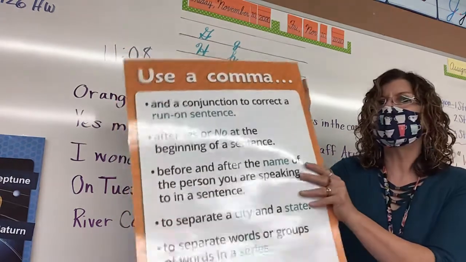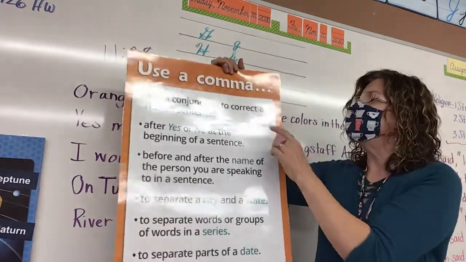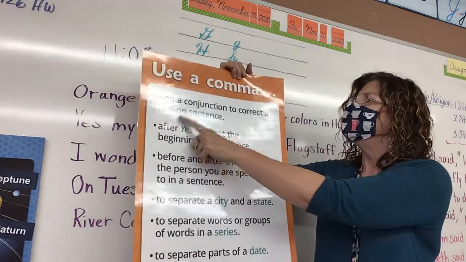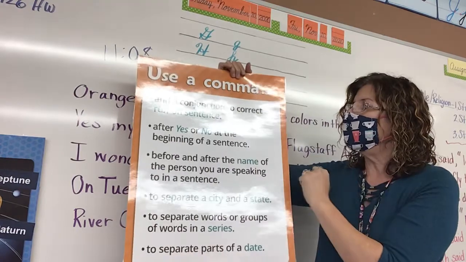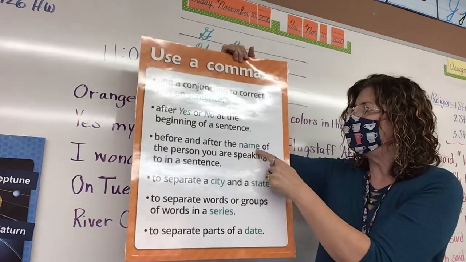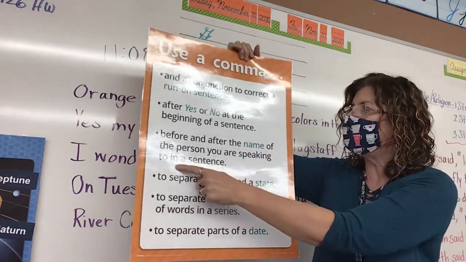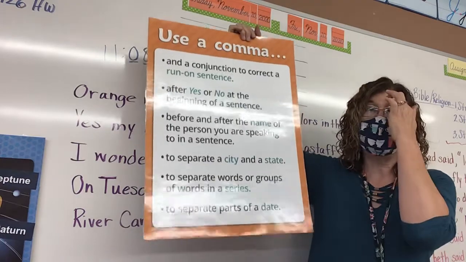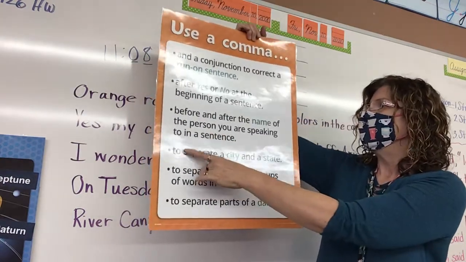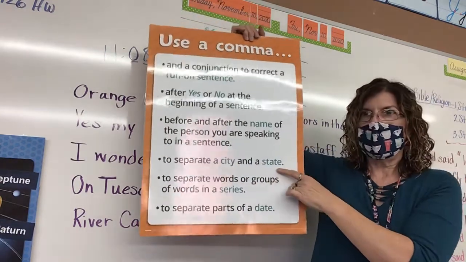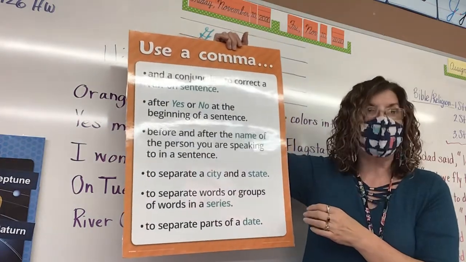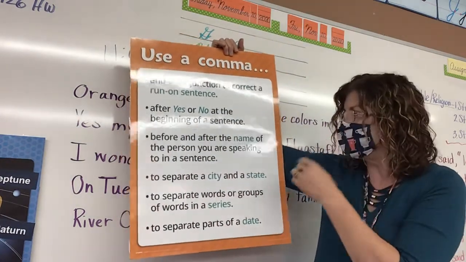All right, so look at the chart, review the comma rules. Use a comma and a conjunction to correct a run-on sentence. Use a comma after yes or no at the beginning of the sentence. Use a comma before and after the name of the person you are speaking to in a sentence. And that is called direct address. Use a comma to separate the city and a state. Let's say the rest. And after the state too if it's not at the end of the sentence.